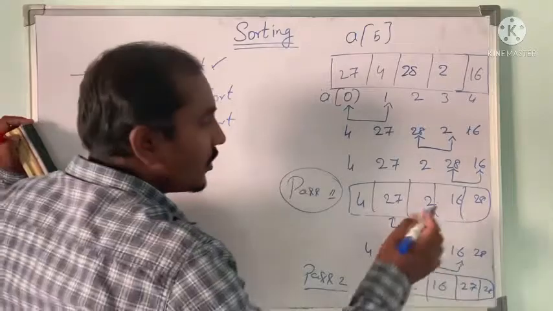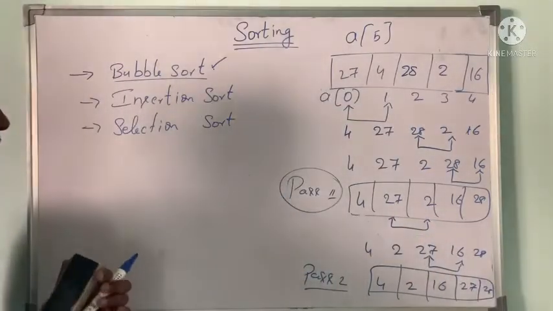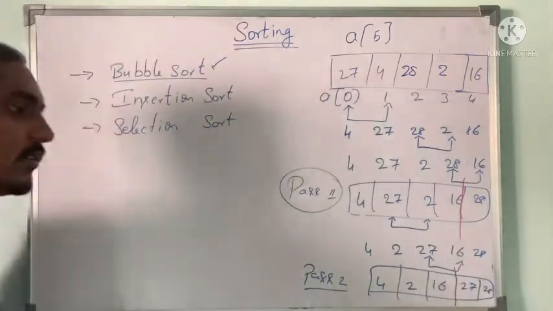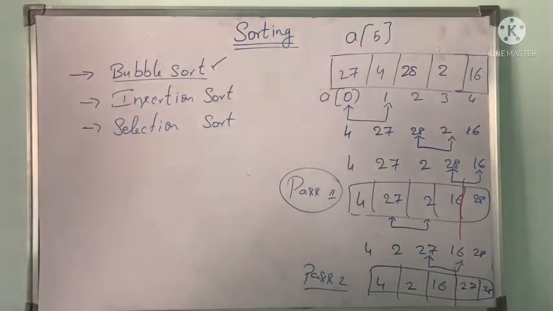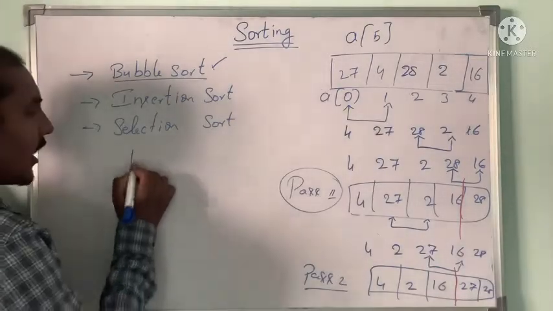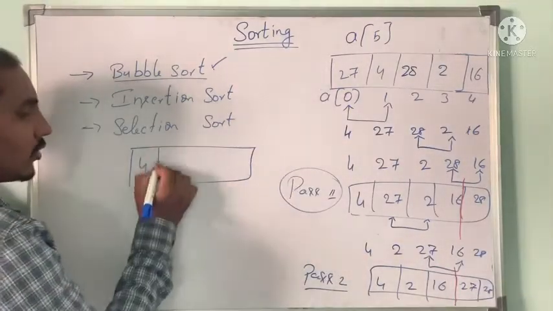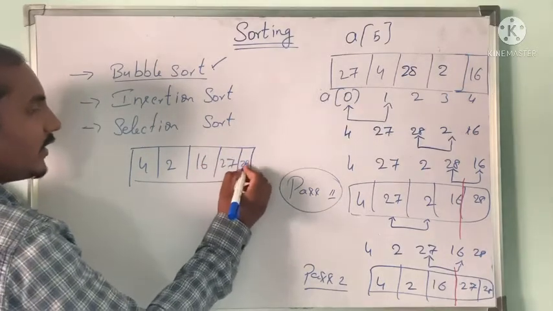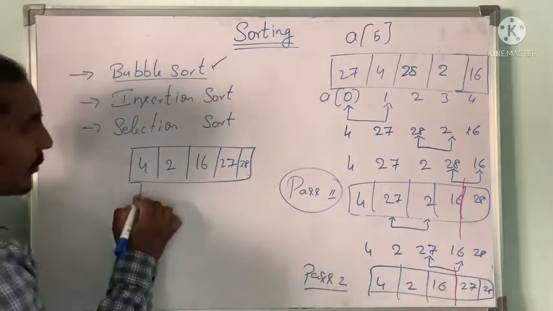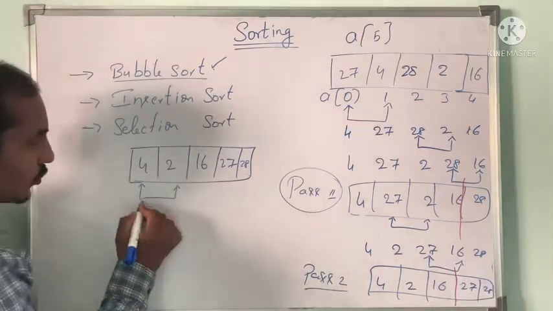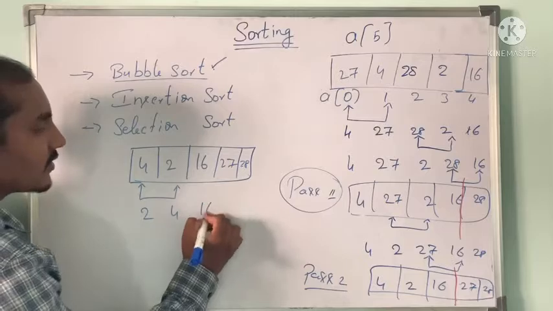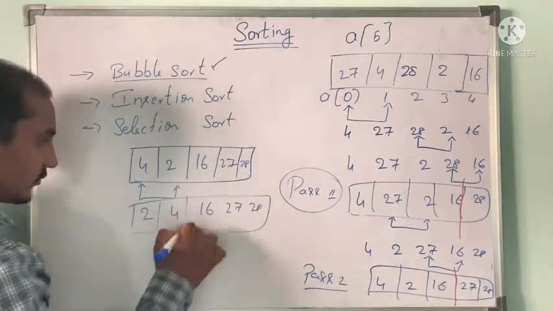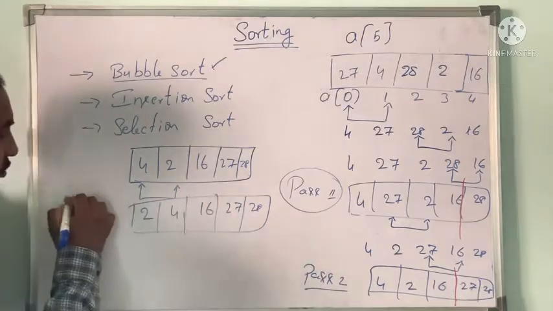Now you should remember one thing. Pass 2 will end at 27. And next, coming to pass 3, we have the elements 4, 2, 16, 27 and 28. Now we compare these two elements. It is true, so we get 2, 4, 16, 27 and 28. Now if you see, the elements are in ascending order. So this will be our pass 3.